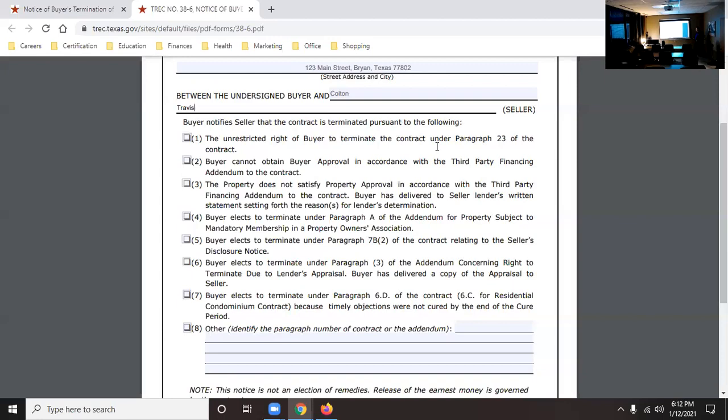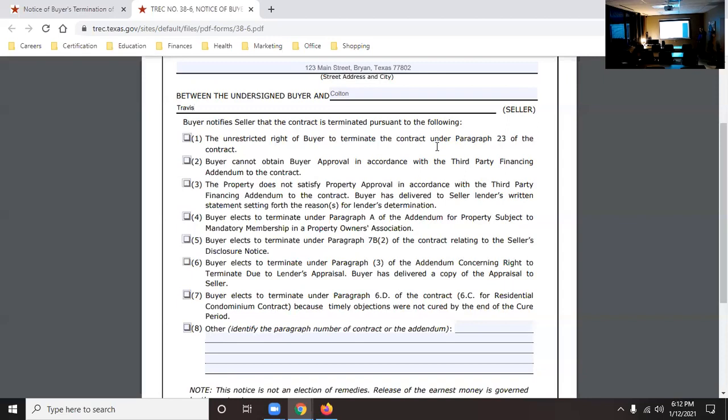Okay. The property does not satisfy the property approval in accordance with the third-party financing addendum to the contract. The buyer has delivered to the seller the lender's written statement setting forth the reasons of the lender's determination. So in that particular situation, they have delivered a letter to Travis. You've received a letter from Colton. He has sent it to you.